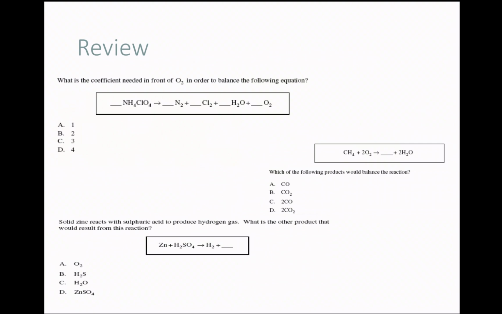and we're back. You took these out for a ride. Let's see how you did. The answer to the first one, what coefficient needs to be in front of oxygen in order to balance? You had to have 2 of them. Which of the following products would balance the reaction? Well, that's methane combusting, so carbon dioxide makes a lot of sense.